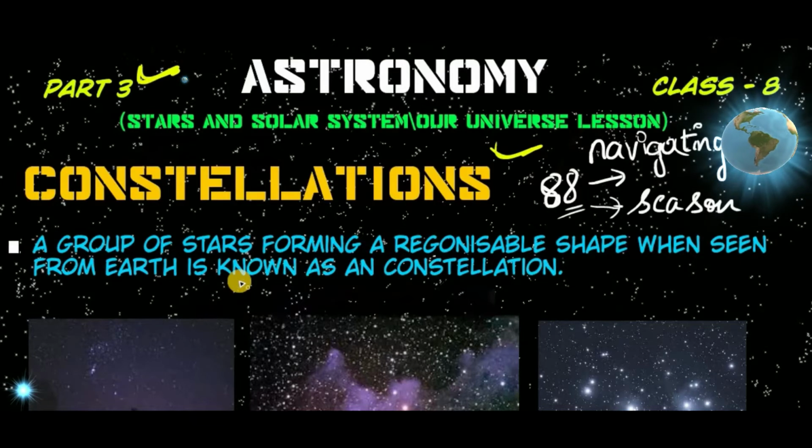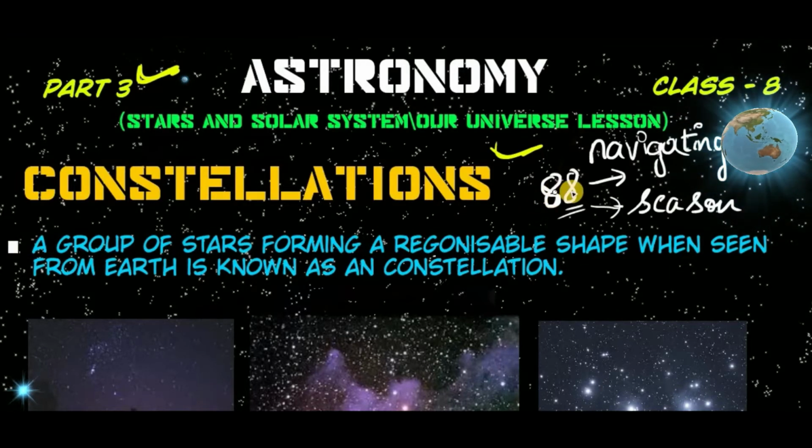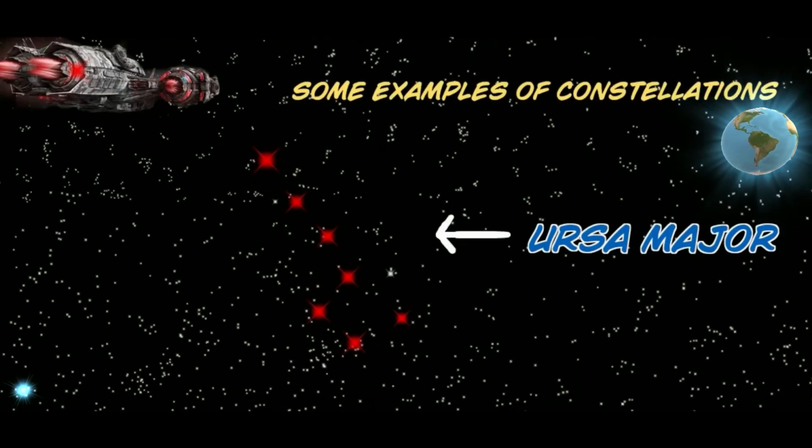So we talked about what a constellation is, the total number of constellations, and how they were useful in the ancient times. Now let's talk about some main constellations. There are 88 constellations, and of these we will talk about 4 main constellations. Let's talk about the first constellation.